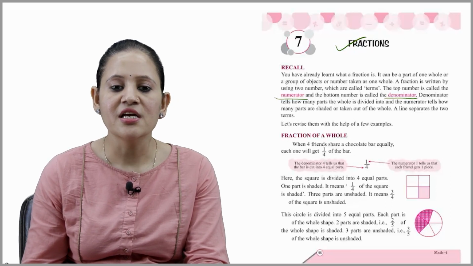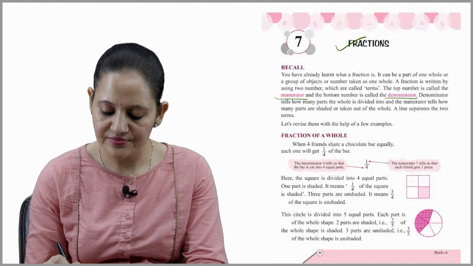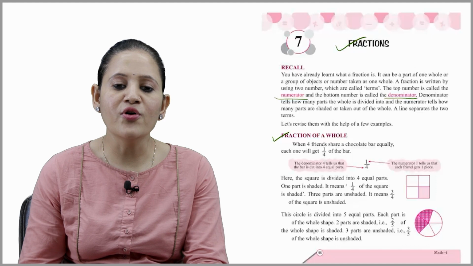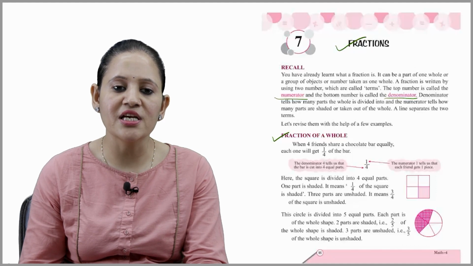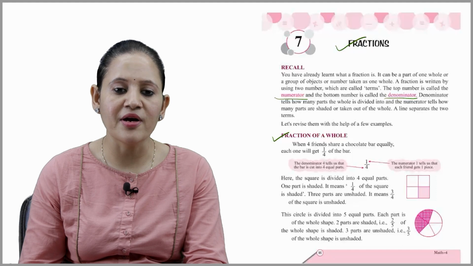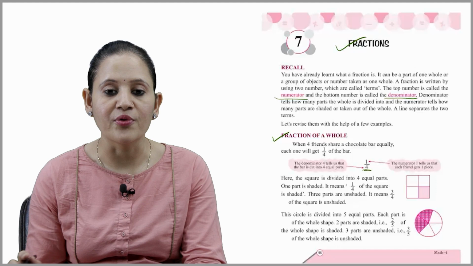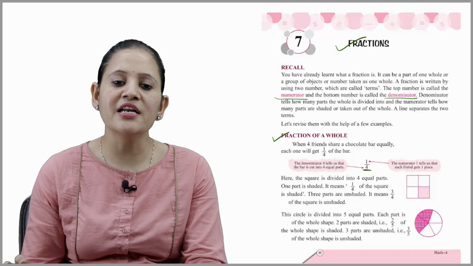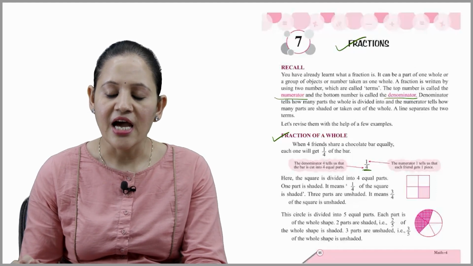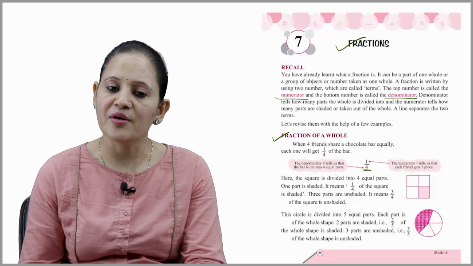Let us revise them with the help of an example. Fractions of a whole. When four friends share a chocolate bar equally, each one will get 1/4 of the bar. Four friends divide कर रहे हैं equally उसको. So each will get 1/4. The denominator is 4. Denominator means bottom part, क्या है यहाँ पे 4. That tells us that the bar is cut into 4 equal parts. And here the numerator is 1. That tells us that each friend will get one piece.